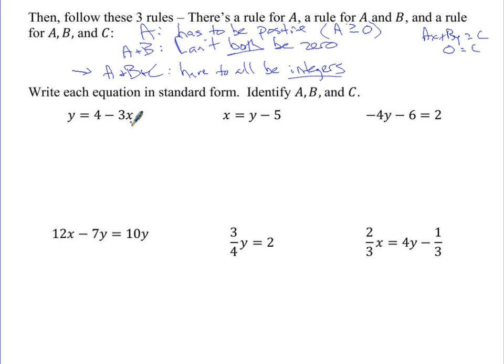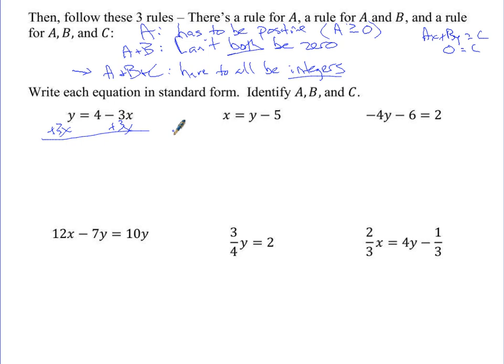No. What's in the wrong spot? So the y is supposed to be on the left side. Is it on the left side? Yes. The 4 is supposed to be on the right side. Is the 4 on the right side? Yes. The x is supposed to be where? On the left. So that's the term that's in the wrong spot. I want to move this guy over here. How do I do that? Add 3x to both sides.